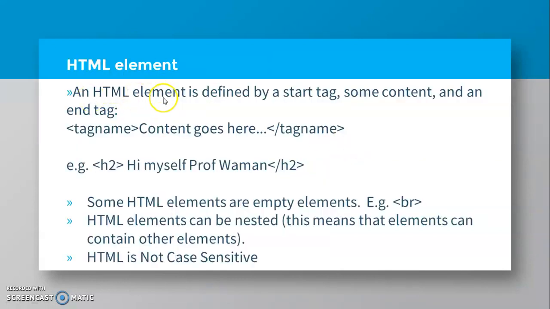Now what is an HTML element? An element is defined by a start tag, some content, and an end tag. Like this is the tag name, this is the start tag, this is content, and this is the end tag. For example, H2. Now H2 means what? Heading 2. This is the start tag and this is the end tag. And the content is what? Hi, myself Professor Vaman. So this entire thing is known as an HTML element, that means including start tag, content, and end tag.